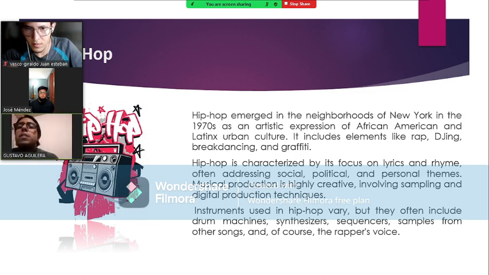The instruments that we use in this genre vary, but they often include drum machines, synthesizers, sequencers, samples from other songs, and of course the rapper's voice.